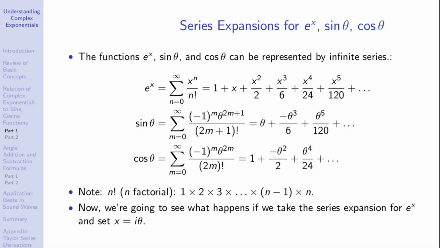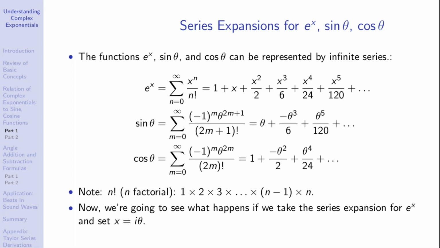And lastly, cosine theta can be written as the sum over m from 0 to infinity of minus 1 raised to the power of m, theta raised to the power of 2m, divided by 2m factorial. This equals 1 minus theta squared over 2 plus theta to the 4th over 24 minus etc.